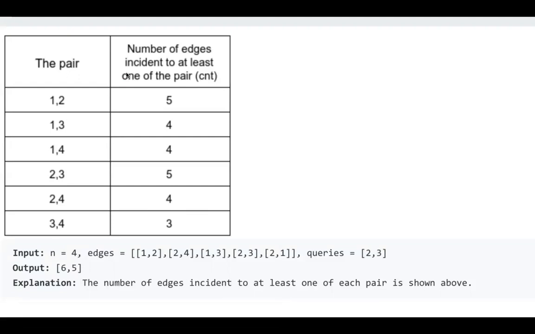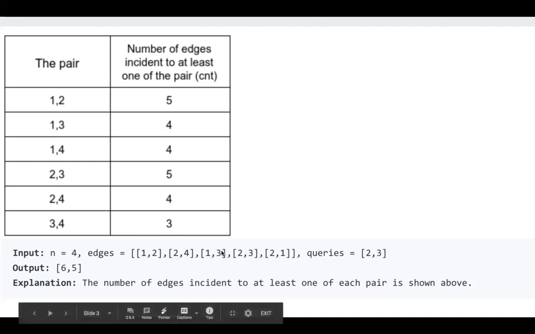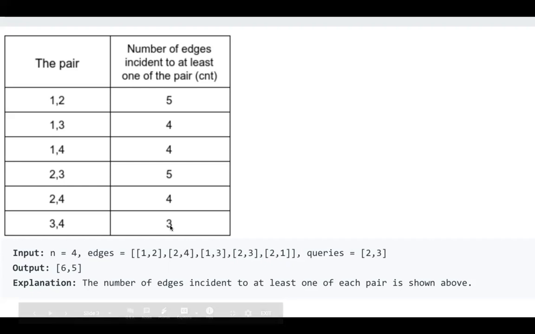And for this graph, since we have 4 nodes, there are 6 pairs: 1-2, 1-3, 1-4, 2-3, 2-4, and 3-4. And for each pair, we can get the number of edges these 2 nodes share. For example, node 1 and node 2 have these 5 edges. For node 3 and node 4, only the middle 3 edges have node 3 and node 4, so the count is 3.